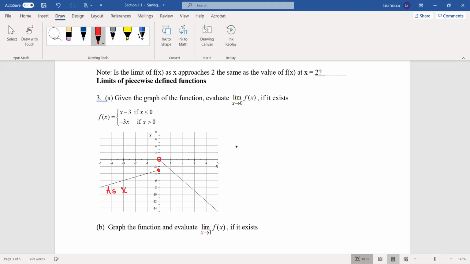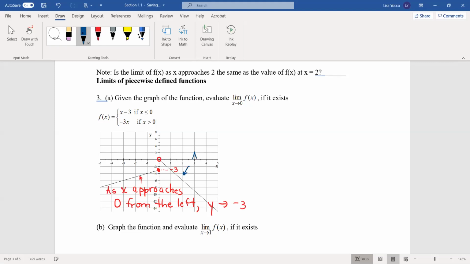All right, so we look at the left side of the graph. This is talking about where x approaches 0 from the left. So as x approaches 0 from the left, where is y going? Right, y is going right there. Looks like that's -3, so y is approaching -3. So we're on this piece of the graph.